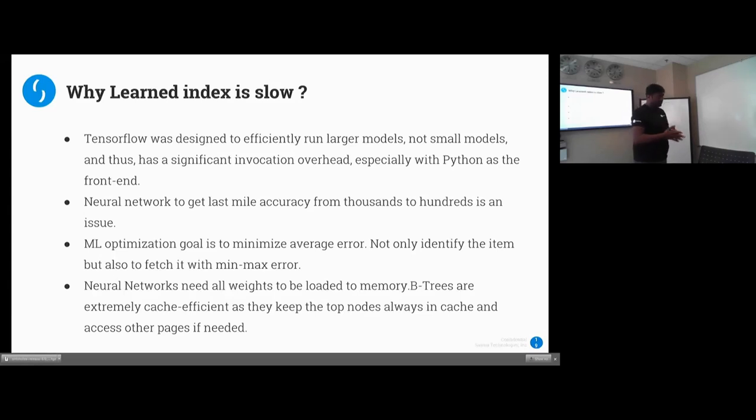The other aspect is that we are dealing with matrix multiplication underneath. Neural networks need all weights to be loaded into memory to perform a compute, rather than a B-tree. With a B-tree, you can have extremely cache efficient performance. That's one reason why the learned index is slow in this case.